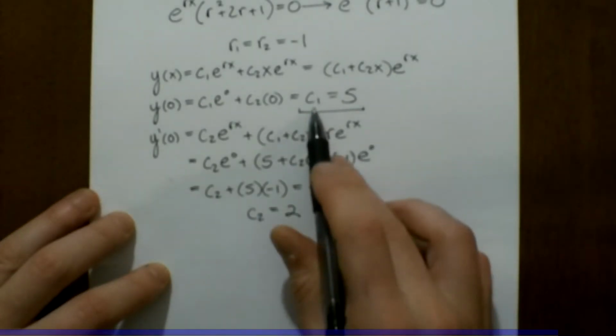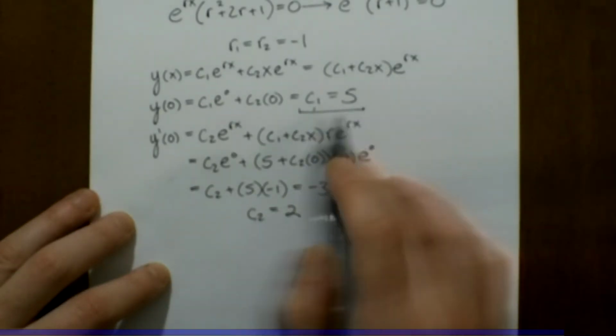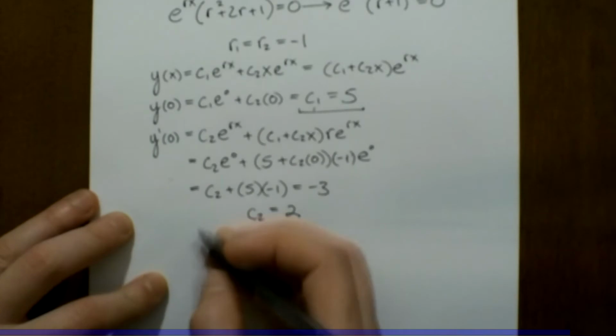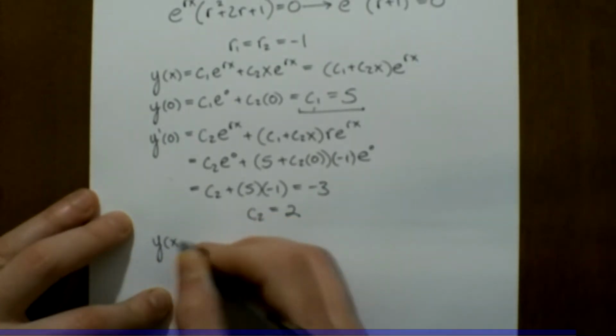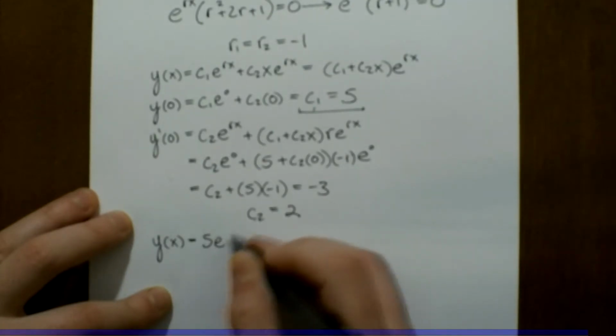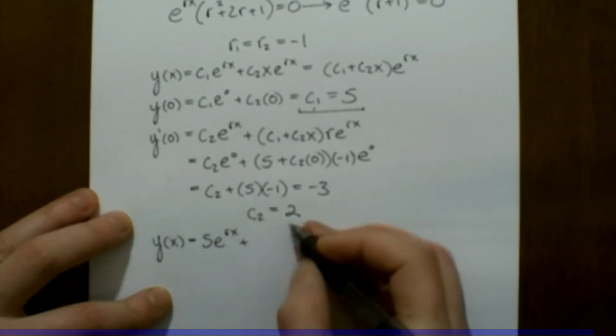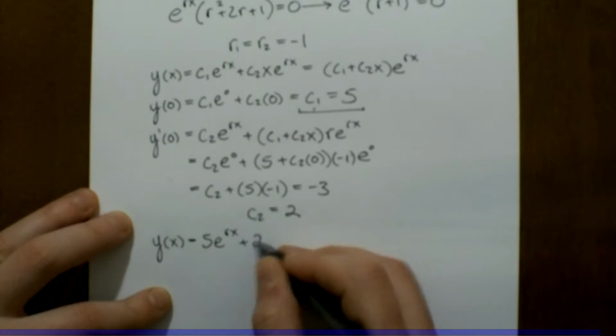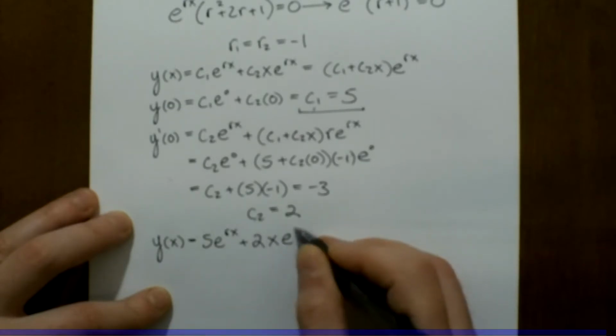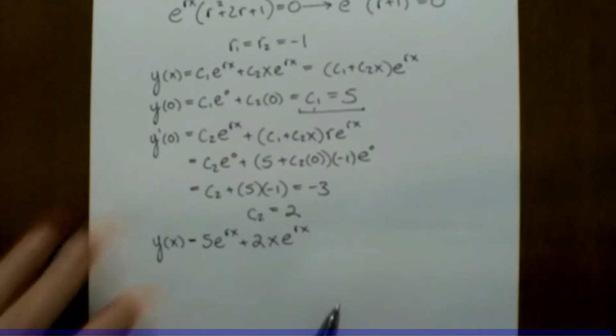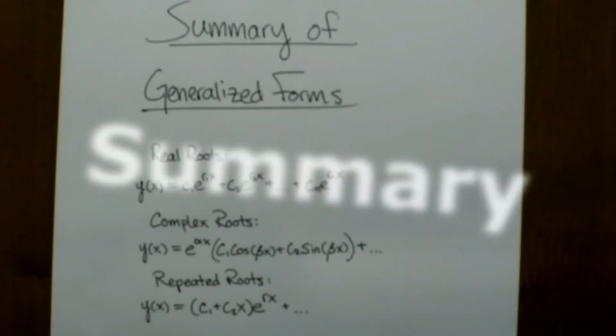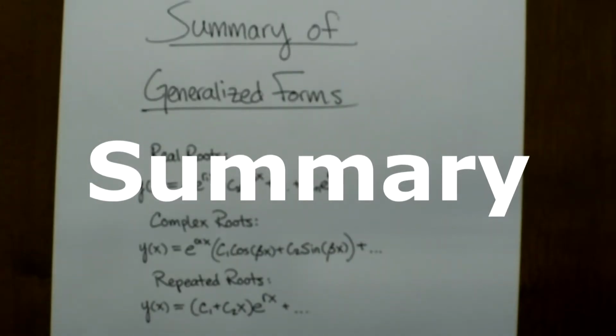And now that we know c1 and c2, we can replace those in our general form, and we can write the function y of x as c1, which is 5, e to the rx, plus c2, which is 2, times x e to the rx. And of course, at this stage of the video, if I were you, I would want a summary. So, here it is.